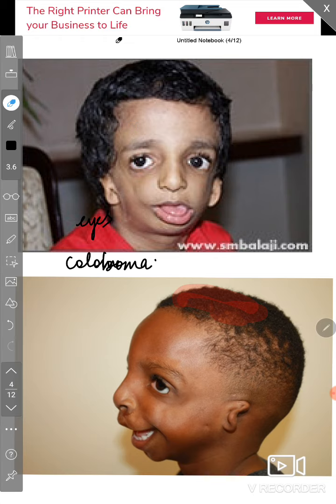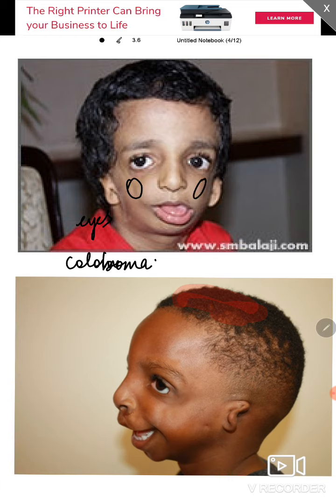And then we can see the maxilla and zygomatic bones, they all are underdeveloped. Also we can see there is an abnormal pinna, and in a few children ear tags will be seen. And the mandible is retruded, the chin is retruded.